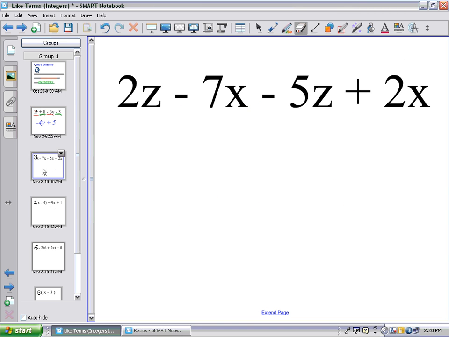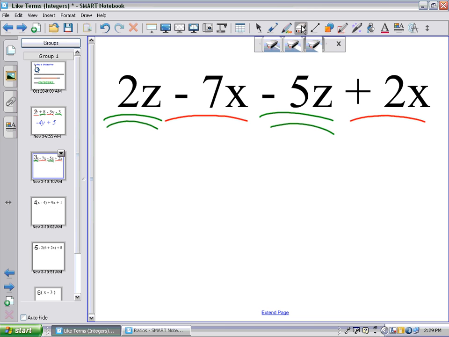On to my second example. 2z minus 7x minus 5z plus 2x. This one has no terms that do not have variables. So what I do is I always start with the variables closest to the beginning of the alphabet. Underlining my like terms from left to right, I got a negative 7x and a positive 2x. And then what I also have is I have a positive 2z and a negative 5z.